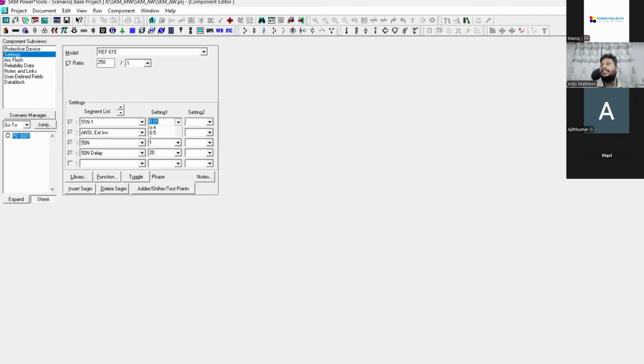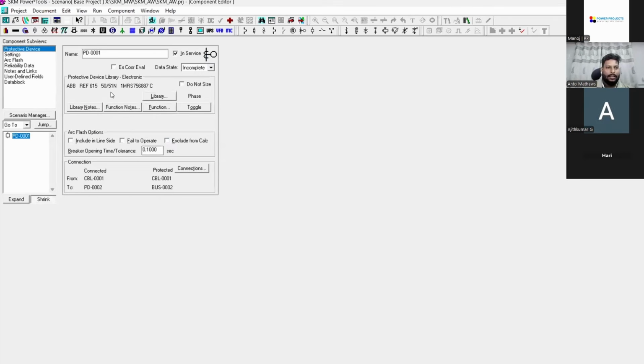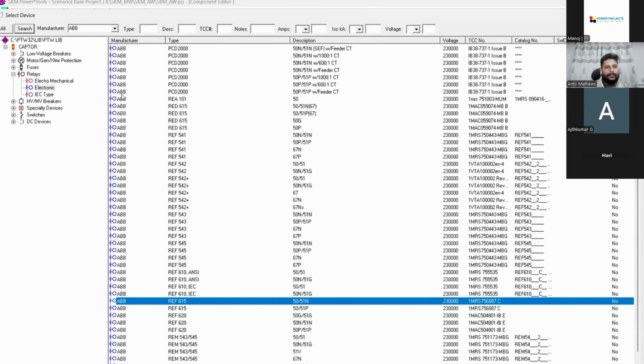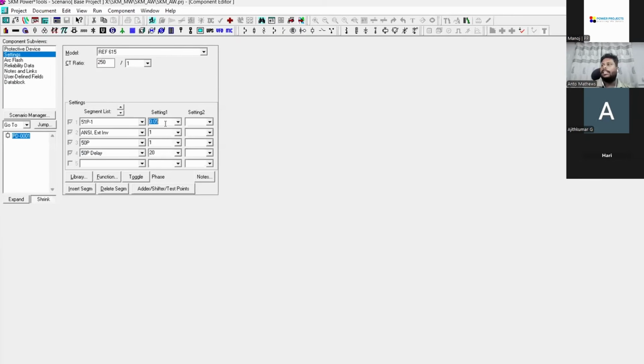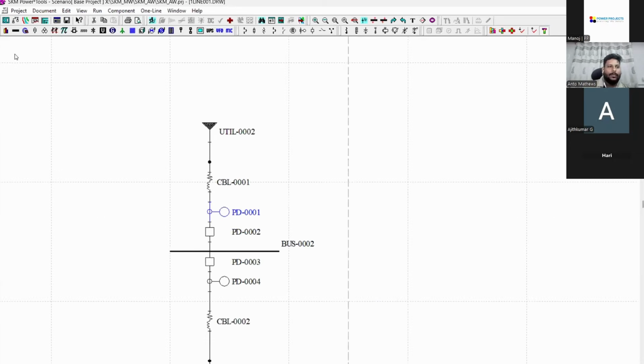So the settings which I am considering as a 5P, just give me a second. So the settings which I am considering is 3.5 with respect to the transformer. Now I have done my PD here, and one more device was pending. So let us finish this and we directly move to the arc flash.